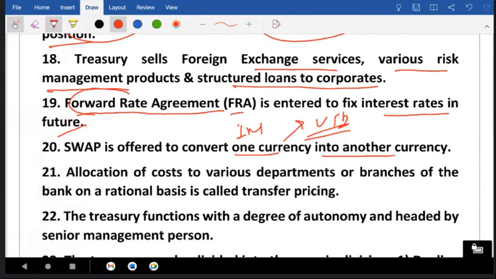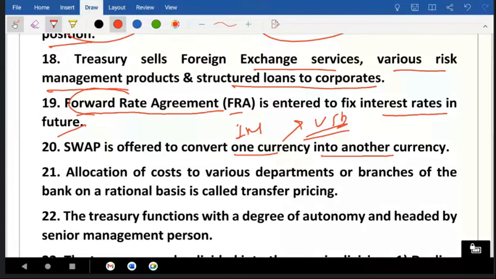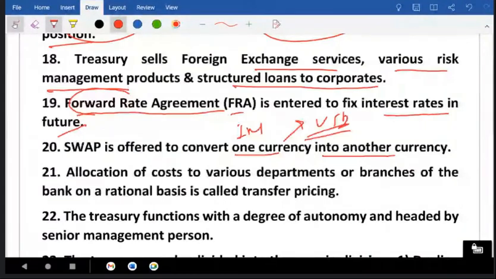Allocation of cost to various departments or branches of the bank on a rational basis is called transfer pricing. Okay, that means, as I told you in the starting, the main function of the treasury is fund management. So they keep on allotting funds to various branches of the bank.